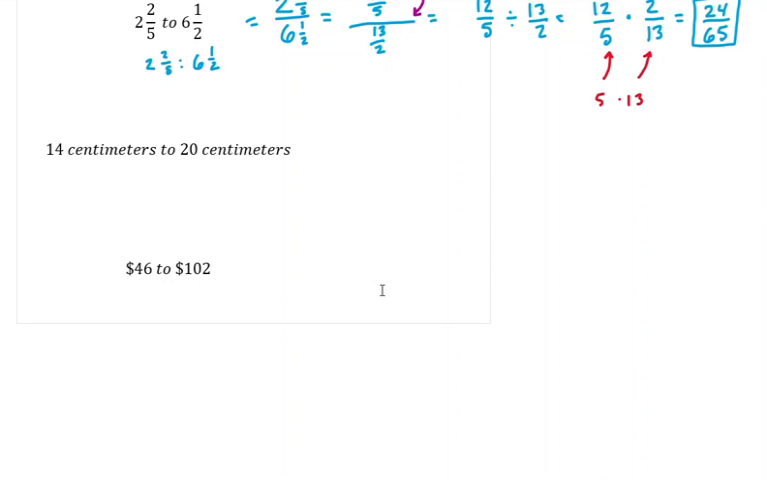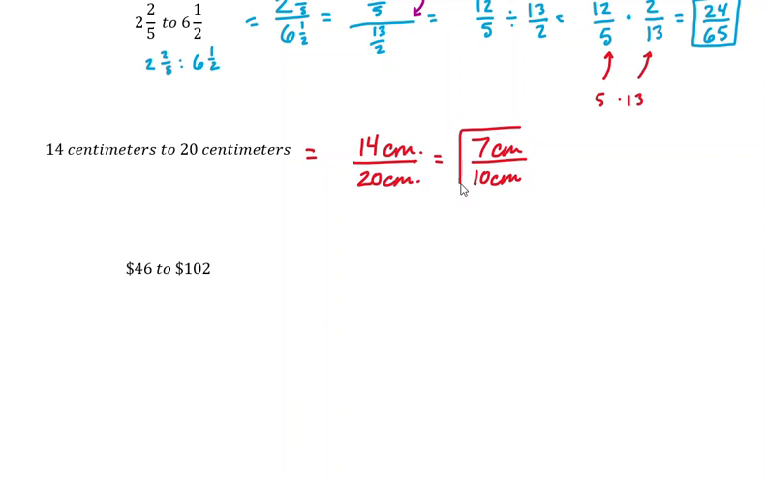Okay, so that was a ratio of mixed numbers. Now we're going to talk about ratios of units, and this will be really easy. So 14 centimeters to 20 centimeters. And we can reduce the fraction. I think we could just divide by 2. So top divided by 2 is 7 centimeters to 10 centimeters. And there it is.